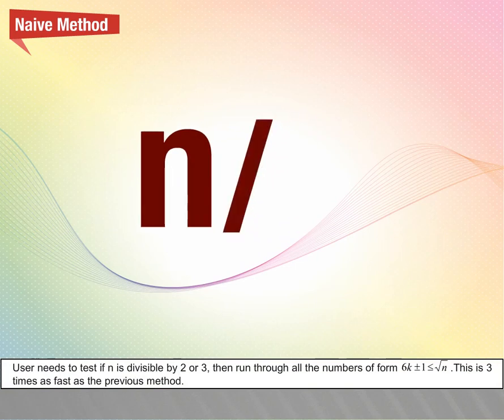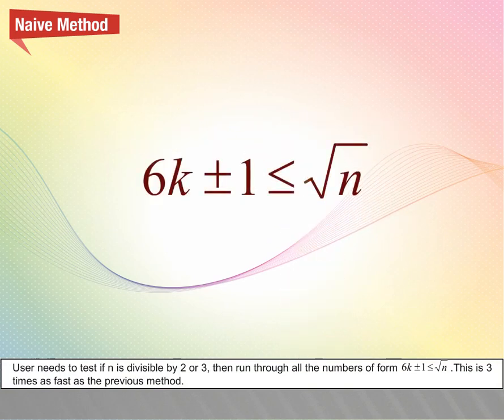One needs to test if n is divisible by 2 or 3, then run through all the numbers of the form 6k plus or minus 1 less than or equal to the square root of n. This is 3 times as fast as the previous method.